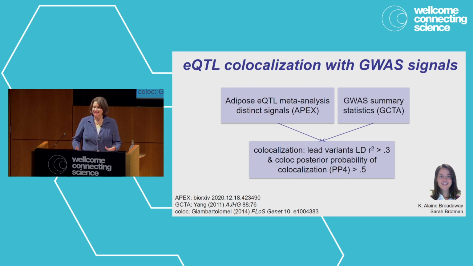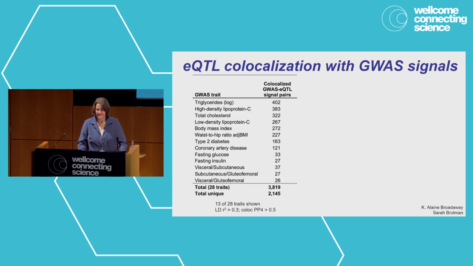Right? So GWAS these days, there are thousands of signals for some of these metabolic traits, and often they're located quite close to each other. So if we separate them out, condition on the signals that are nearby for any given signal, then perform the colocalization, we get more accurate results. We did this for 28 traits. I only put 13 on the slide so that it would be more readable. So here are some of the GWAS traits that we analyzed, and the numbers of colocalized signals.